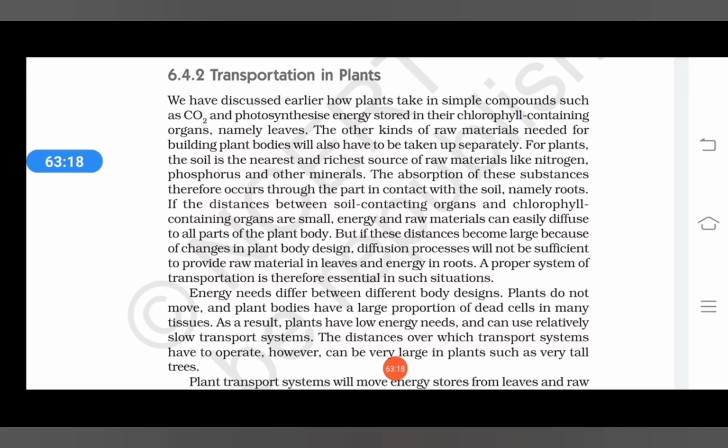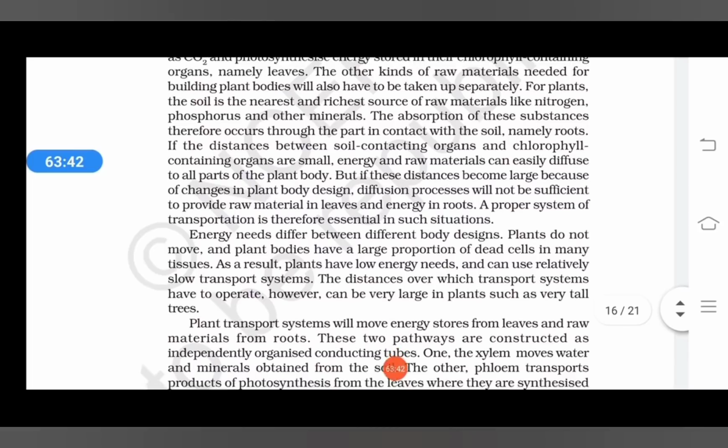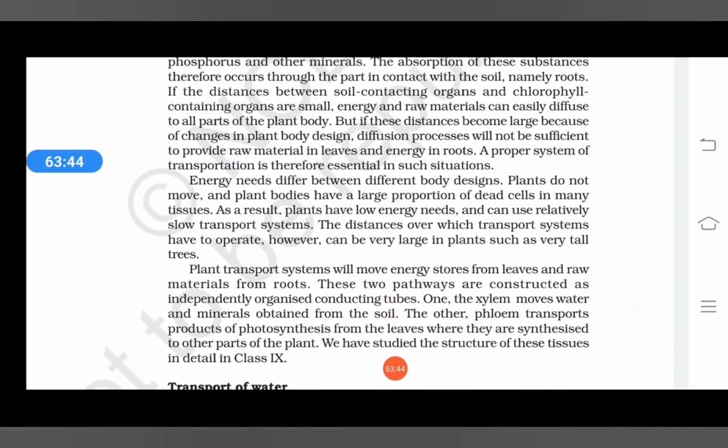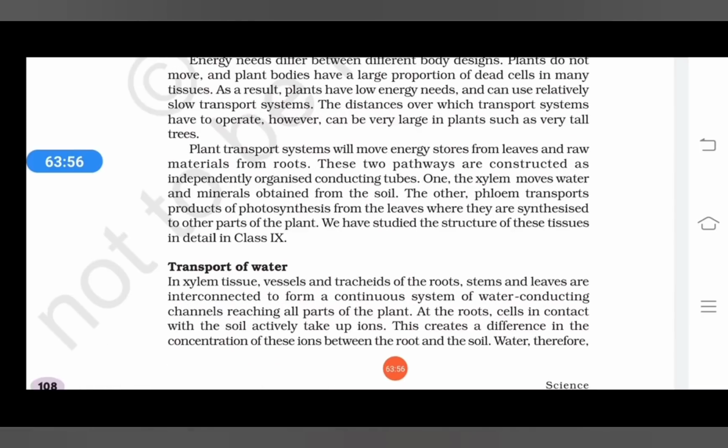Energy needs differ in different body designs. Plants do not move, and plant bodies have a large proportion of dead cells in many tissues. As a result, plants have very low energy needs and can use a relatively slow transport system. The distance over which the transport system has to operate, however, can be very large in plants such as very tall trees. Plant transport systems will move energy stores from leaves and raw materials from roots.